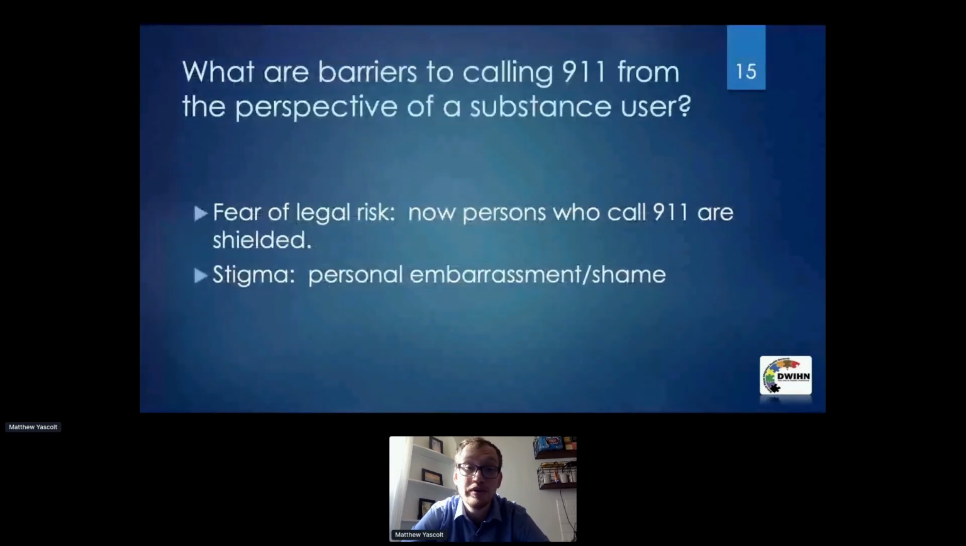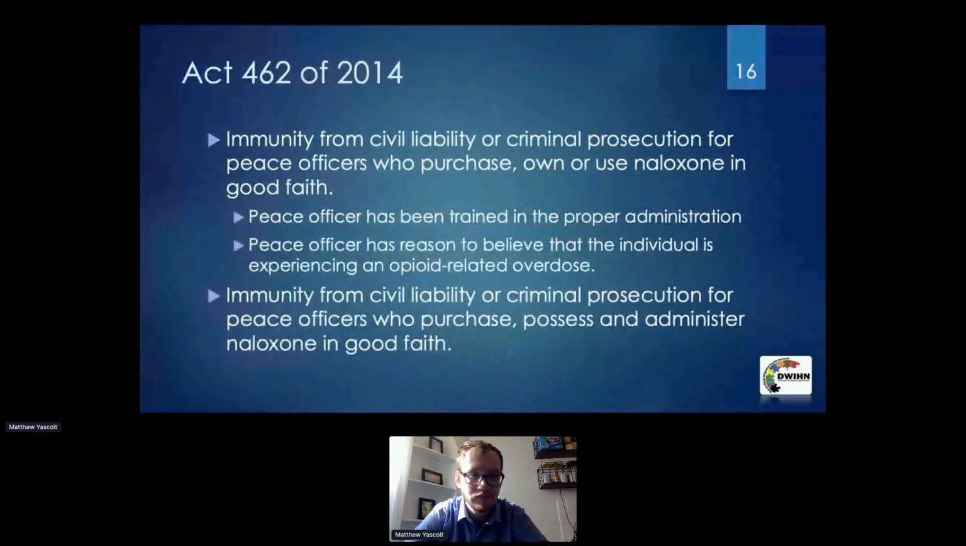Also worth noting, the fear of legal risk, folks calling 911 if they do see an overdose. Folks that do that now, and they have paraphernalia on them or they have illicit substances on them, are not prosecuted for possession of that paraphernalia or illicit substance. Act 462 of 2014, if we have any law enforcement officers on the call, gives immunity from civil liability or criminal prosecution to peace officers who purchase, own, or use naloxone in good faith.